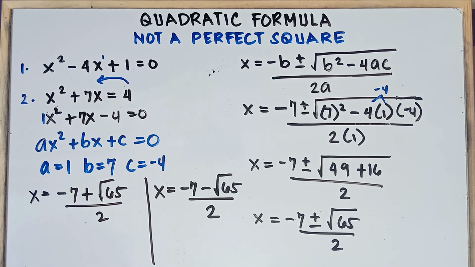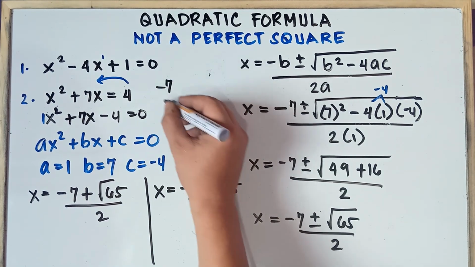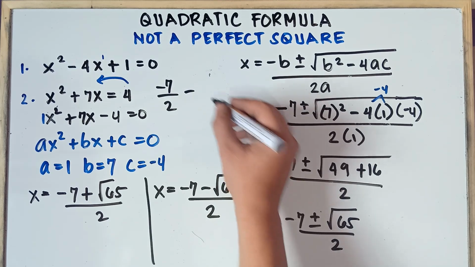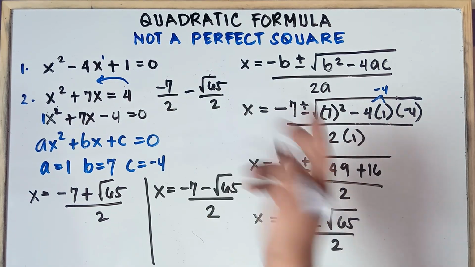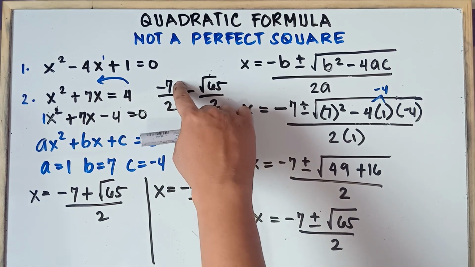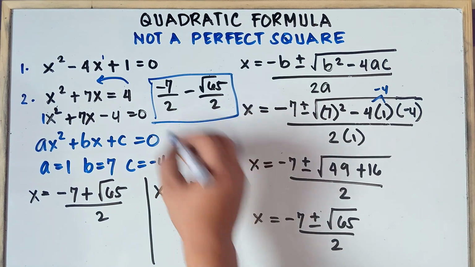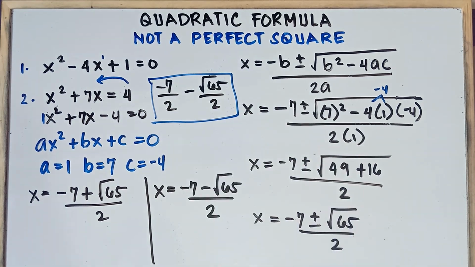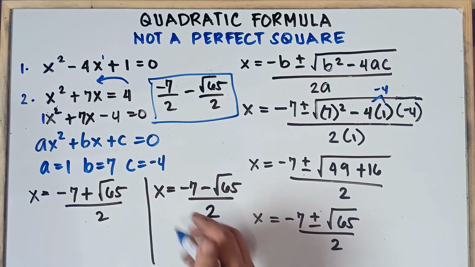If we can divide, class, this whole number by 2, we can do it individually. We can separate this one. Like example number 1, class, we can do it like this: negative 7 over 2 minus square root of 65 over 2. This is just the same, class. But since we cannot divide negative 7 by 2, this will be our final answer, class. You can have this answer if you want to. That's okay, you will have the same answer. But actually, since we cannot divide 7 by 2, this will be our final answer, class.